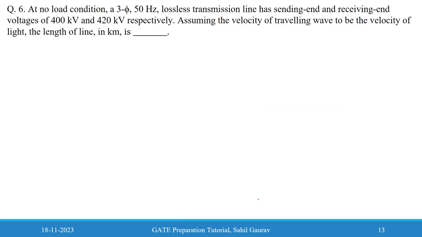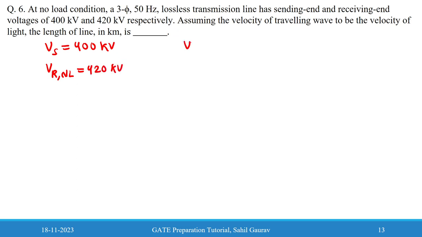Now coming to the next problem. In the next problem, it is asked that at no load condition, a 3-phase 50 hertz lossless transmission line has sending and receiving end voltages of 400 kV and 420 kV respectively. Assuming the velocity of the traveling wave to be the velocity of light, the length of the line in kilometers is what? So we are given Vs equal to 400 kilovolt, and the receiving end voltage at no load, Vr no load, is given as 420 kV.